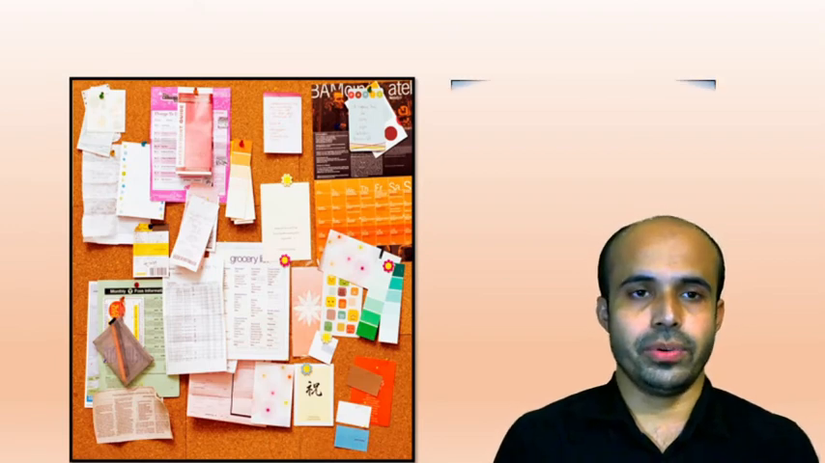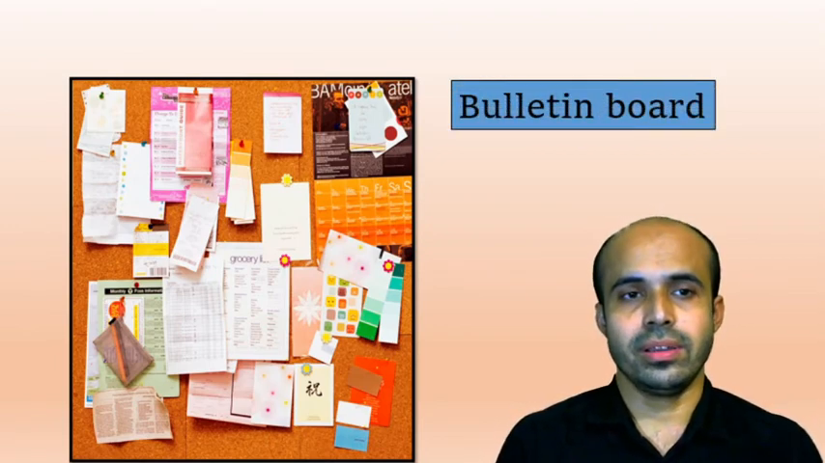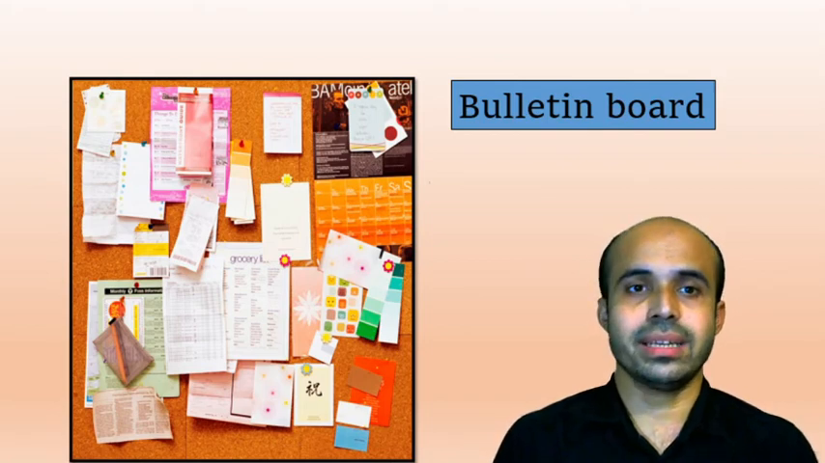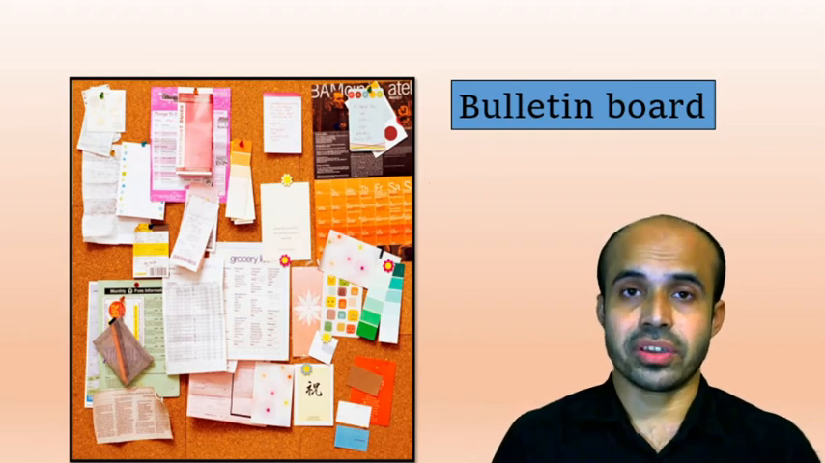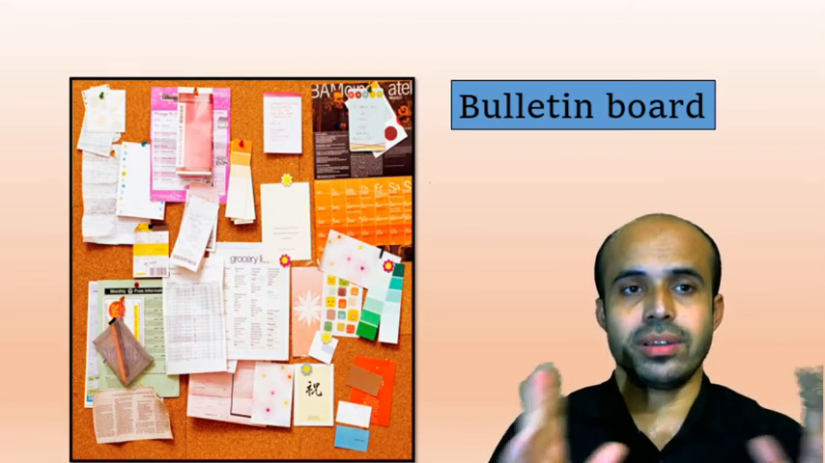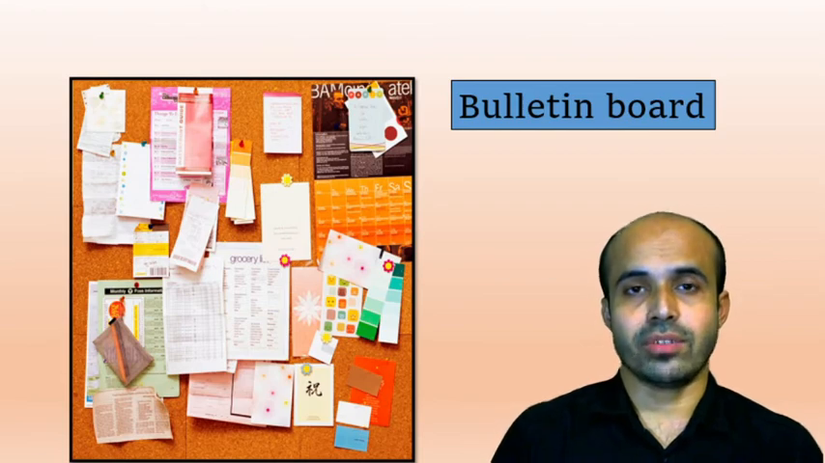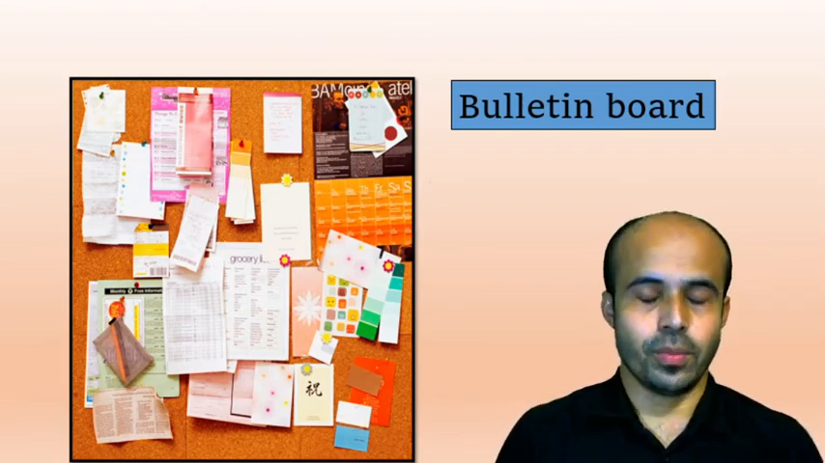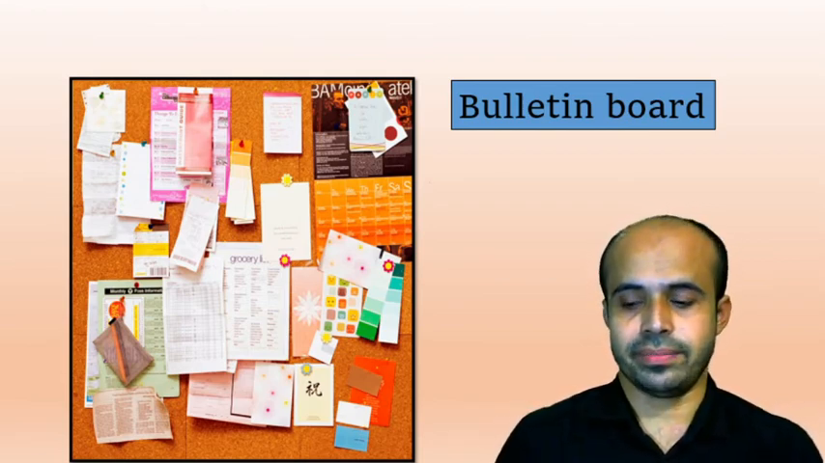This is the bulletin board. You can see the board. This board is not an ICT board, but a bulletin board is always displayed with an electronic monitor. It is like a big monitor attached on the wall, and you can see so many things through it.